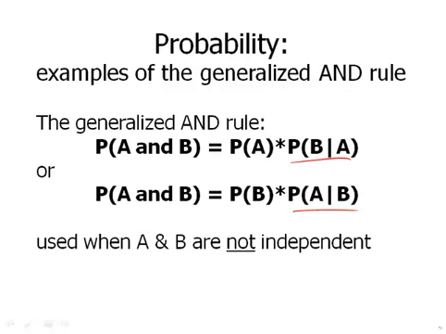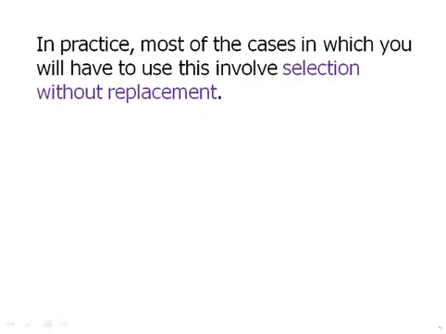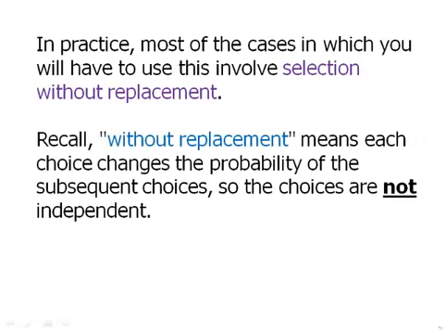Of course, if A and B are independent, it's much simpler. We just multiply the two probabilities directly. So when do we use this on the test? Well, in practice, most of the cases on the test in which you will have to use this involve selection without replacement. Let's recall what this means exactly. Without replacement means each choice changes the probability of subsequent choices, so the choices are not independent.